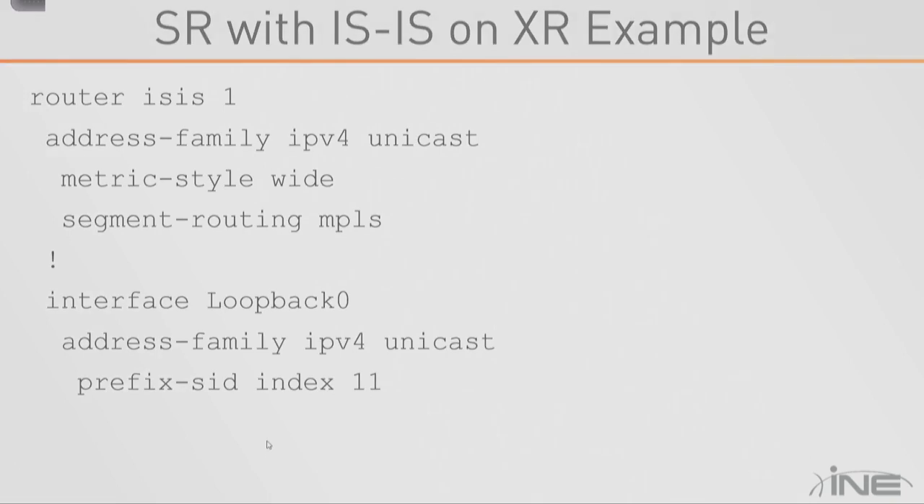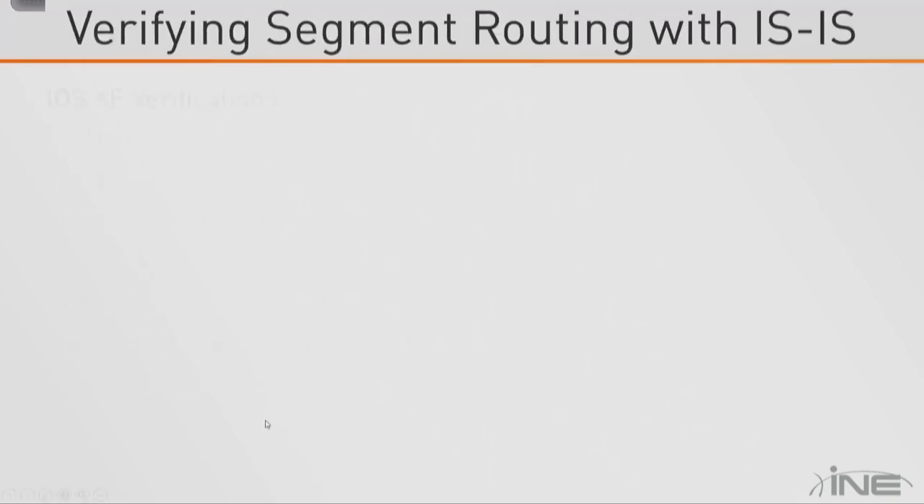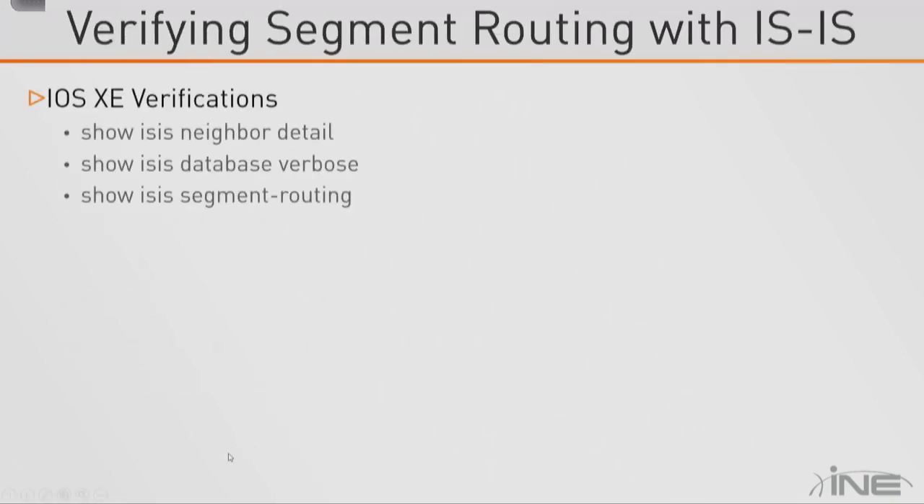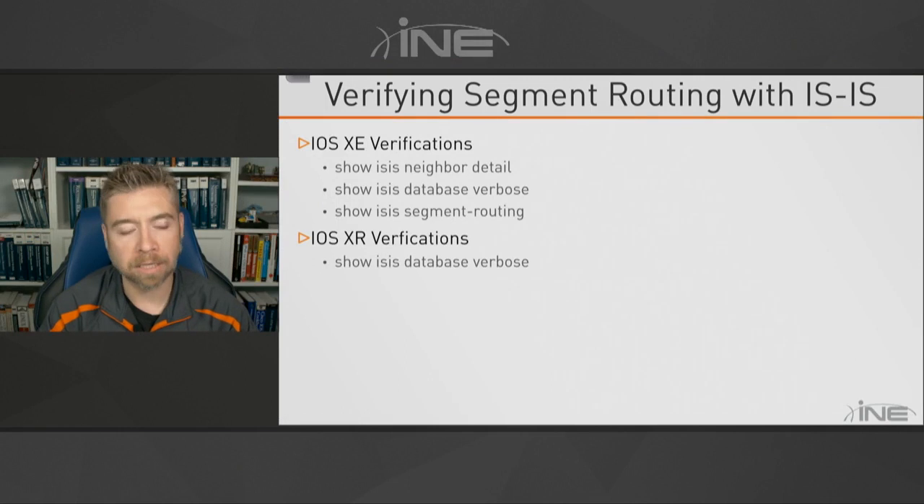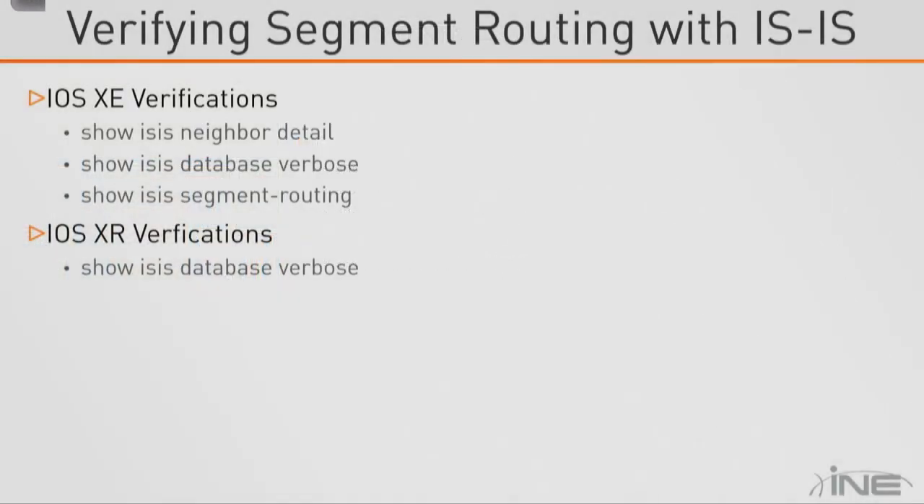From a verification point of view, as usual, ISIS does not have as many verifications as OSPF does. So we'll look at a minimal number of these here: show ISIS neighbor detail, show the ISIS database, and then show ISIS segment routing. Hopefully it's going to give us some more information about what's going on. But likewise in IOS XR, there are not too many verifications because this feature is so new.